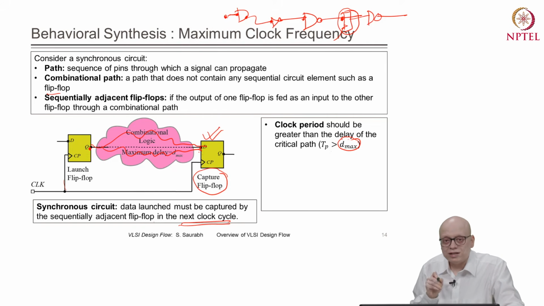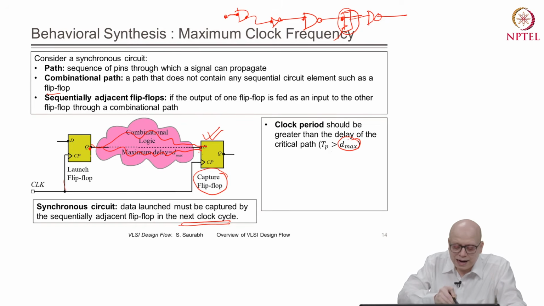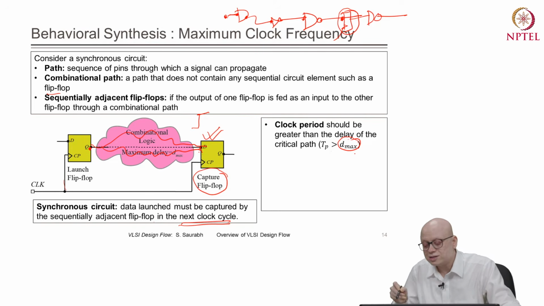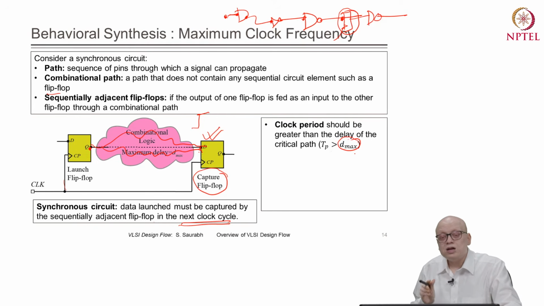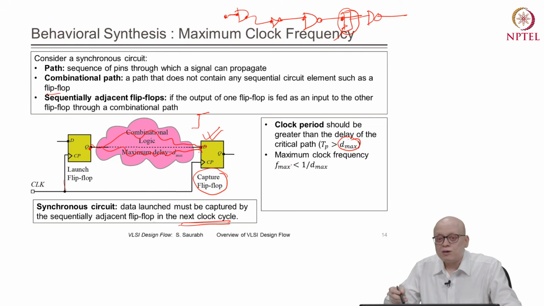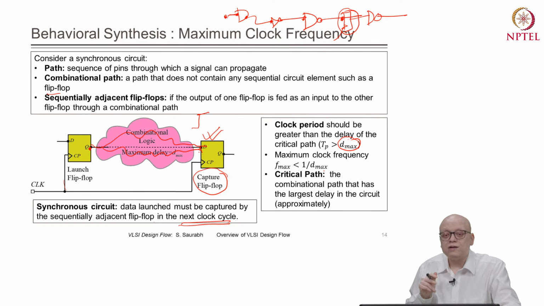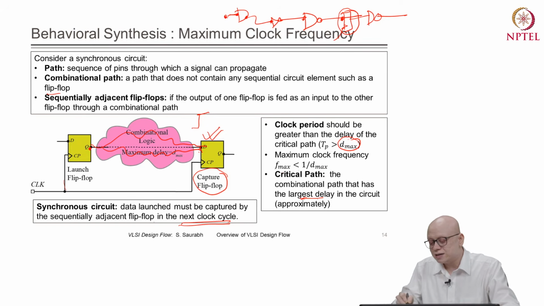So for a synchronous operation, we want that by the time the next clock edge comes here, the data should start from here and reach the D pin, right. And therefore we have the constraint that Tp, that is the clock period, should be more than the D max, or the maximum delay that is there on the data path, right. And the clock frequency is the reciprocal of the time period, and therefore F max will be less than 1 by D max. And therefore we can say that the path that is deciding the clock frequency is the combinational path that has the largest delay, right.